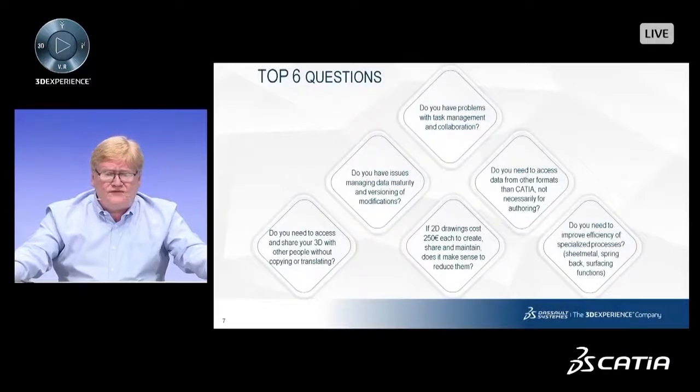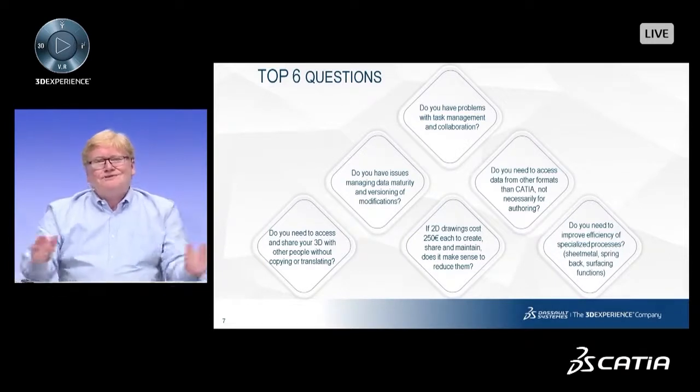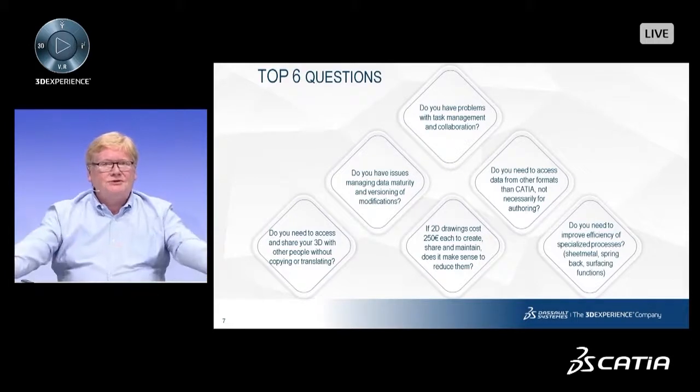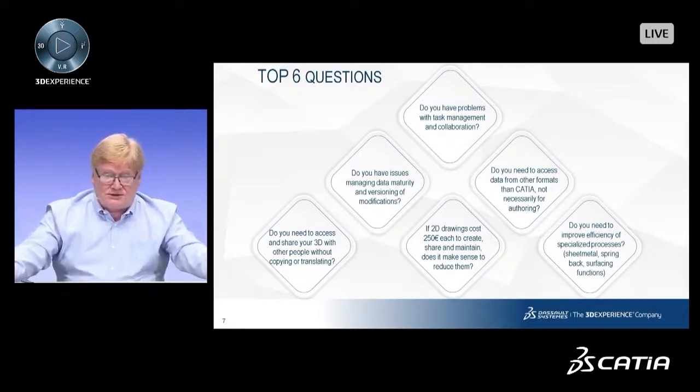They need to improve the efficiency of certain key processes like sheet metal to ensure that they take into account springback, sophisticated surfacing extensions when they're creating molds and tooling. And something that recurs a lot is that 2D drawings cost a lot of money to produce. They're time consuming to produce. It requires a certain skill, it requires an awful lot of time. And if, say, a 2D drawing costs $250 each to create, wouldn't it make sense to reduce the number that you create?